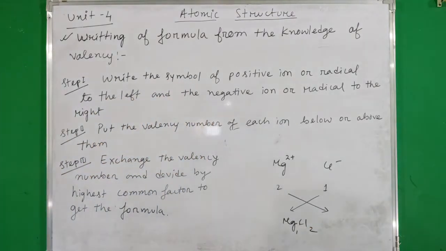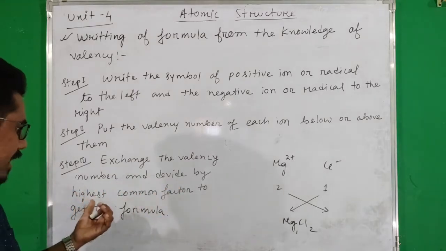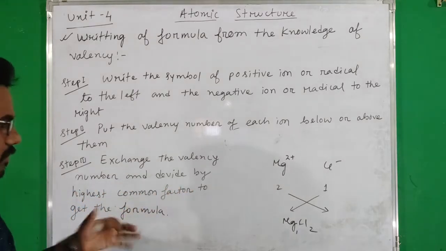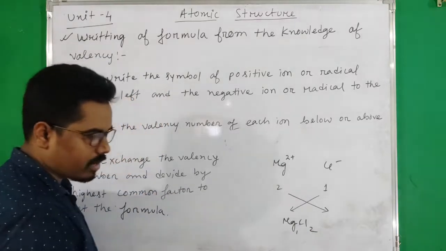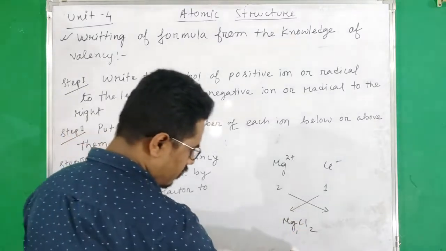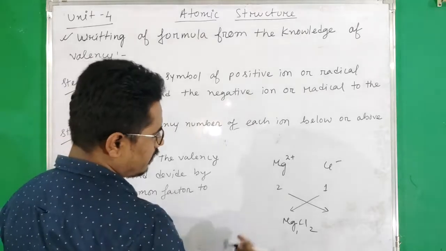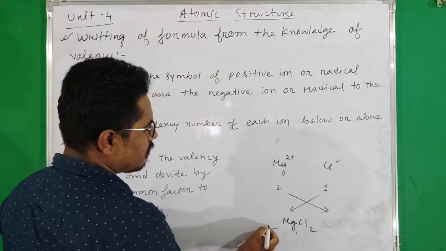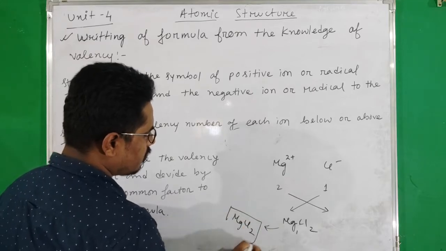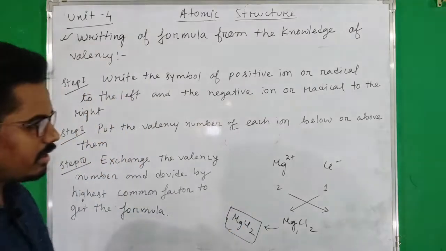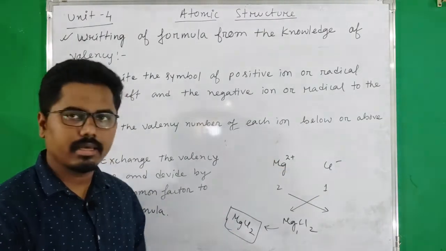Okay. After that, divide by highest common factor to get the formula. Here the common highest factor is 1. So I have to divide this formula by 1. So after dividing by 1, the result will be same, that is MgCl2. Therefore the formula of the compound formed by Mg2+ and Cl- is MgCl2.